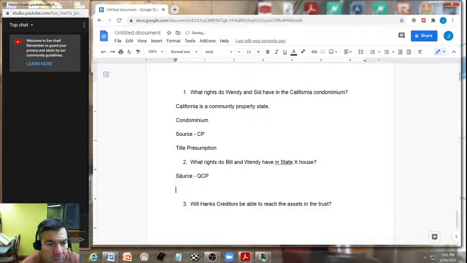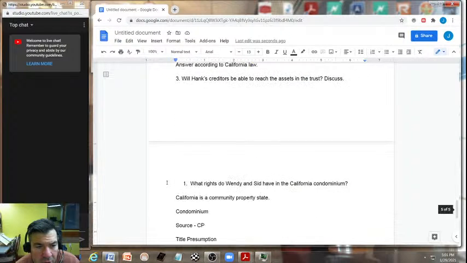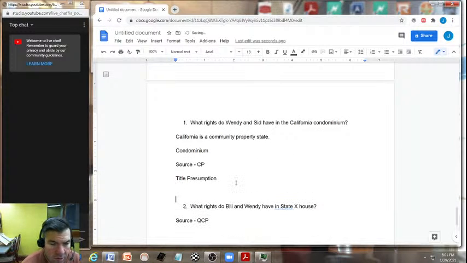Okay, and then we come down and look at this: Hank executed a will leaving whatever he might own at death to Wendy, as allowed by state X law, only one witness signed the will. So right here we want to make sure to talk about validity. Okay, we've got the 2008 will.